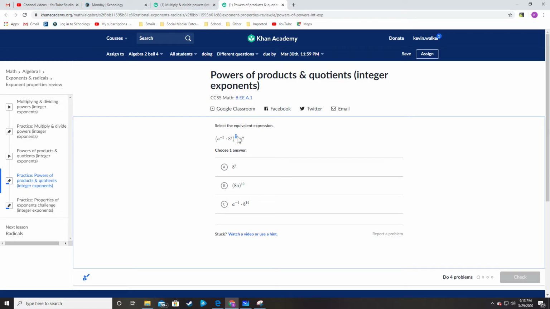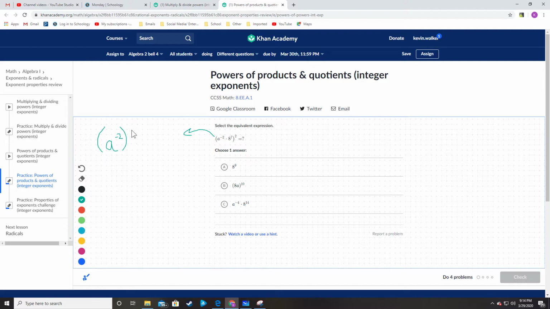Now this 2 here, since it's taking both of these to the second power, means that you're taking a to the negative second, and this is all being taken to the second power, and 8 to the 7th, and that's all being taken to the second power. So let's translate this out a bit, okay? What this is saying is we have a to the negative 2, and this is being taken to the second power. Also over here we have 8 to the 7th, and this is also being taken to the second power.